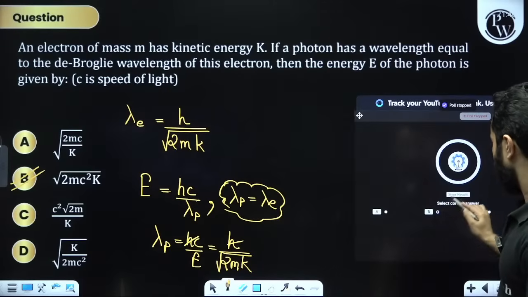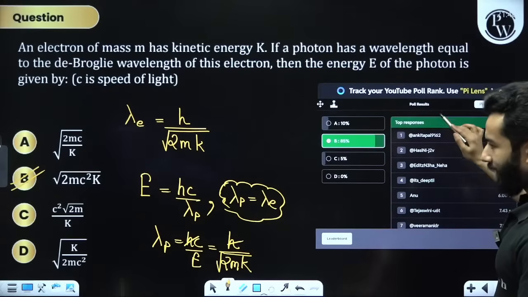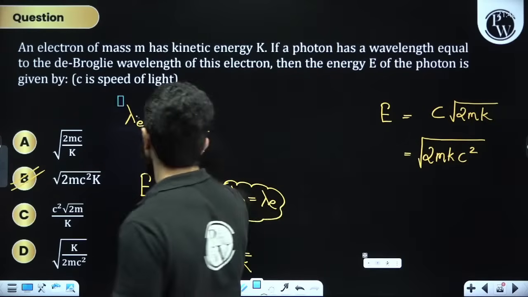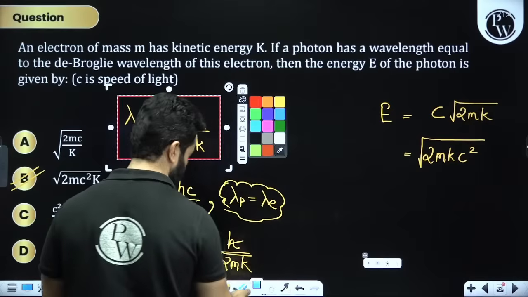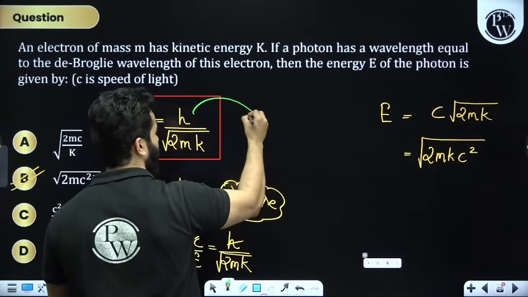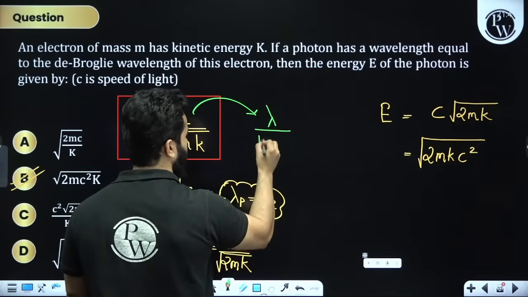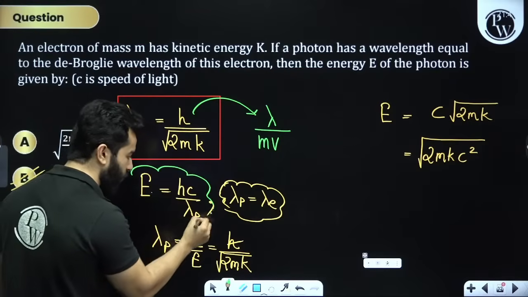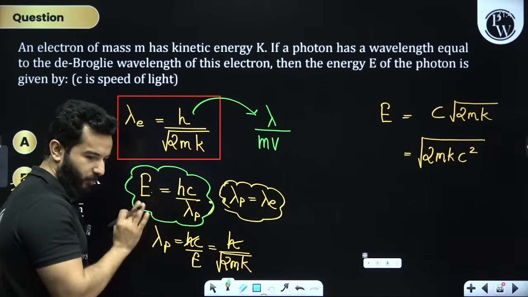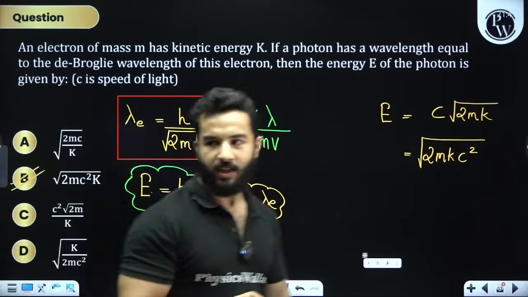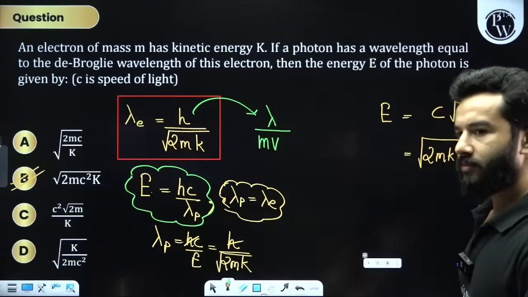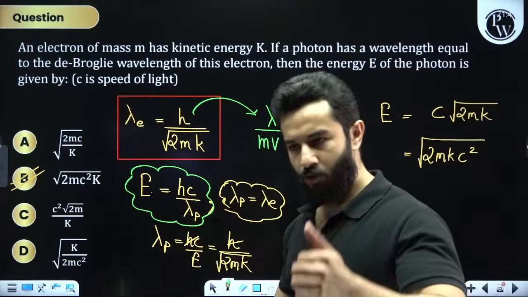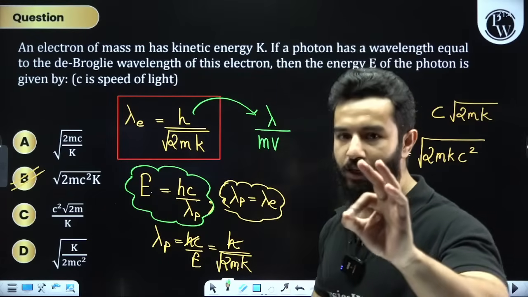Please note one thing. When you are going to have an electron, use the de Broglie wavelength formula like this, which is nothing but h divided by momentum. When you are going to have a photon, use this formula. Don't try to write down de Broglie wavelength for a photon, because it doesn't have any mass. Then write hc by lambda, and then obviously you can relate it. You have got this question in NEET 2025 also.